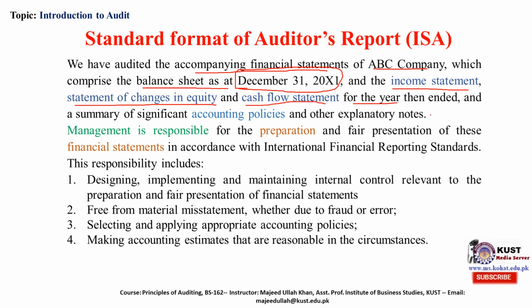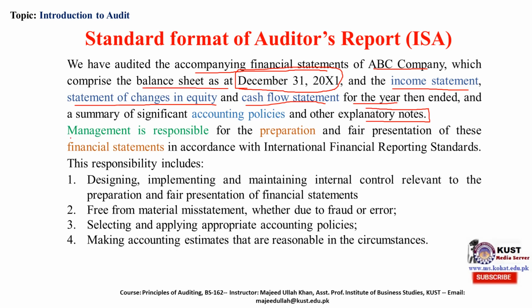This is the first paragraph, and every report is written in this specific pattern: we have audited the accompanying financial statements of ABC Company Limited, which comprise the balance sheet as at 31st December 2021, and the income statement, statement of changes in equity and cash flow statement for the year then ended, and the summary of significant accounting policies and explanatory notes. If you go through the annual report of a company, you will see explanatory notes to the balance sheet and to the income statement.